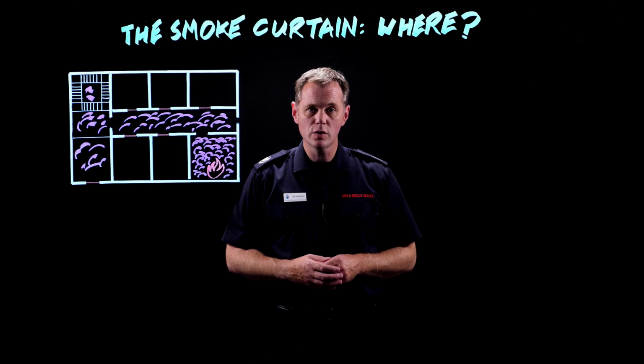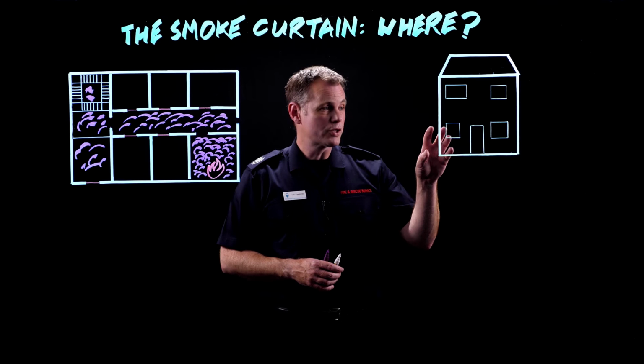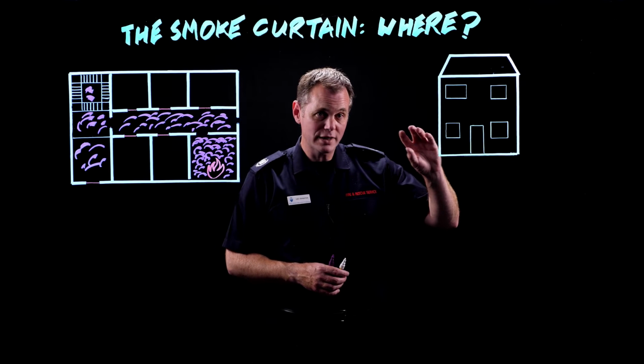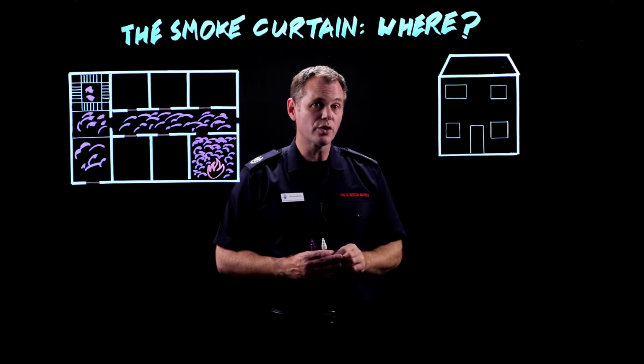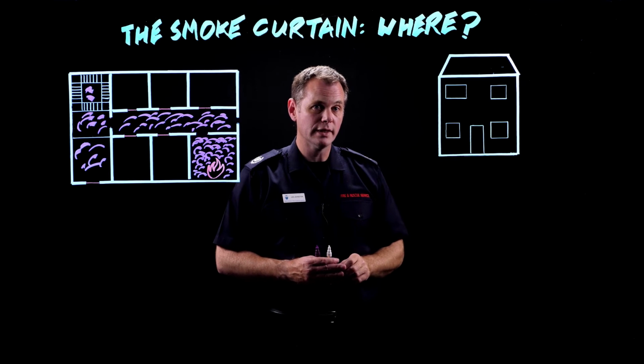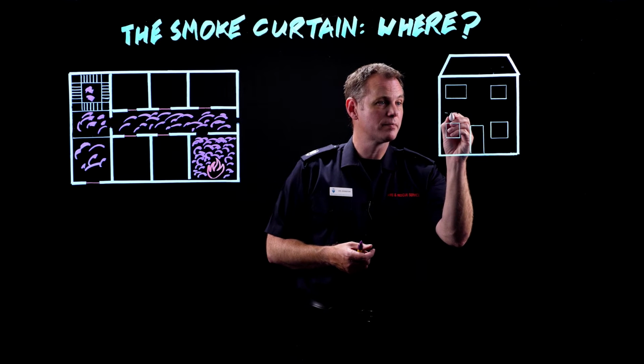For our second scenario, we're going to look at a 2-bedroom house, a simple 2 up, 2 down. If you turn up to this 2-storey property and the ground floor is clear, but you've got smoke coming from the first floor or the roof, you're still going to put the curtain on the front door. And the reason for that is, I'm just going to draw in the first floor level here.